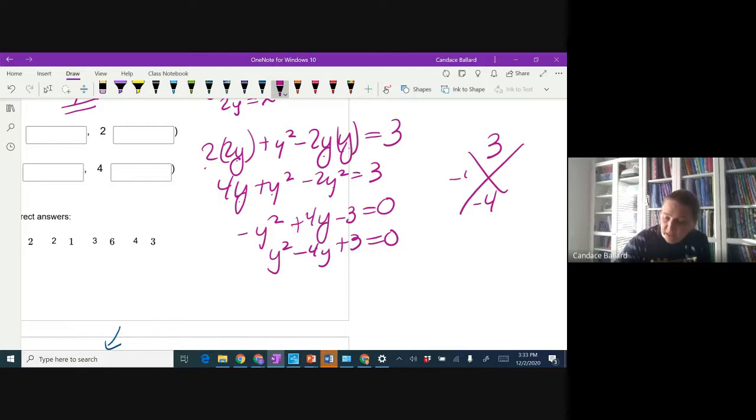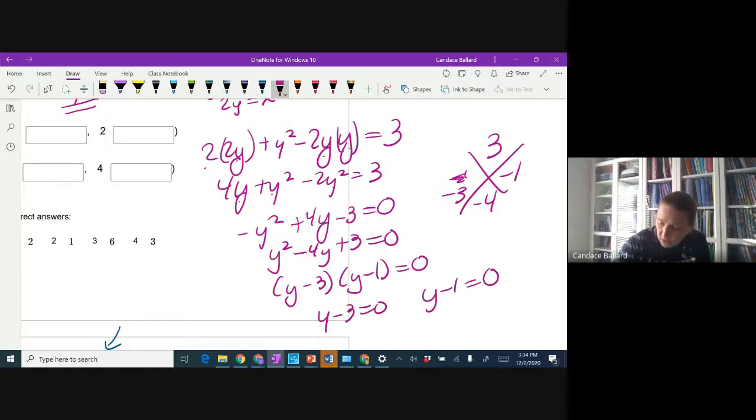Which I believe is negative, no, it's going to be negative 3 and negative 1. So we've got y minus 3 times y minus 1 equals 0. I'm going to do zero product property. So y minus 3 equals 0 and y minus 1 equals 0. So y equals 3 and y equals 1. So those are my y values.